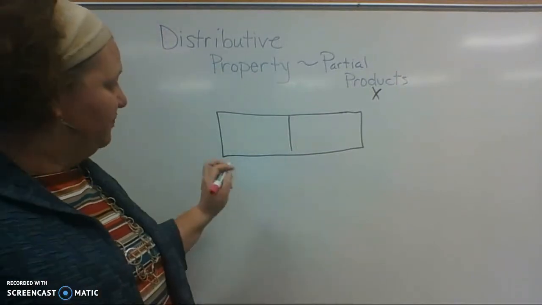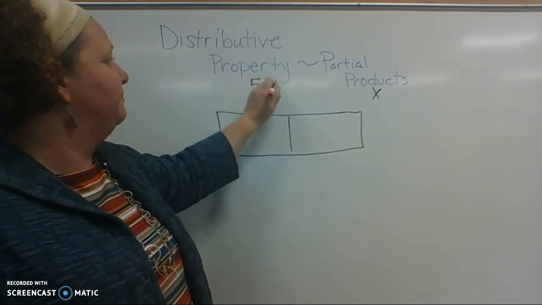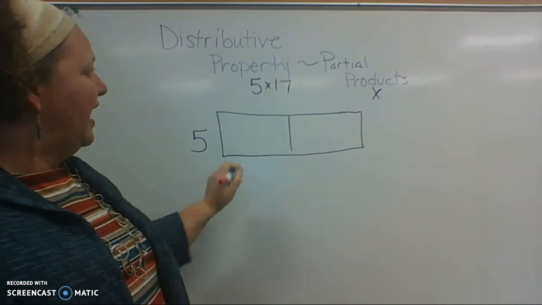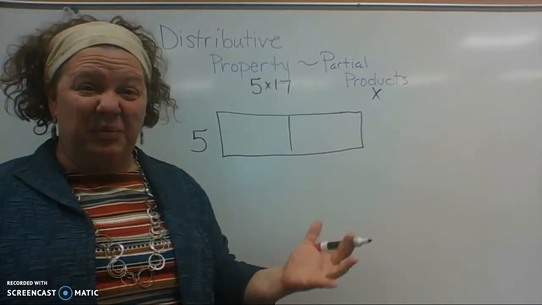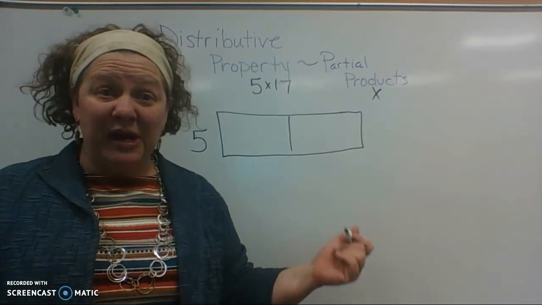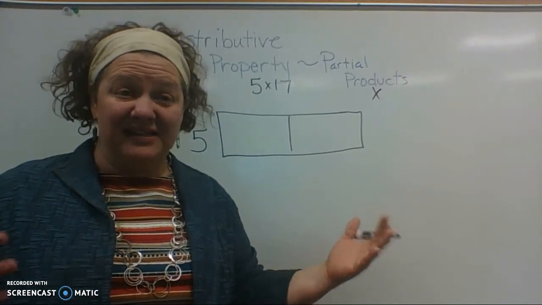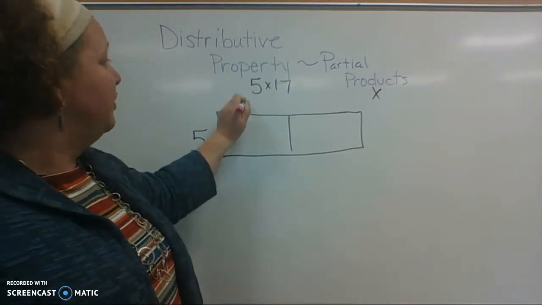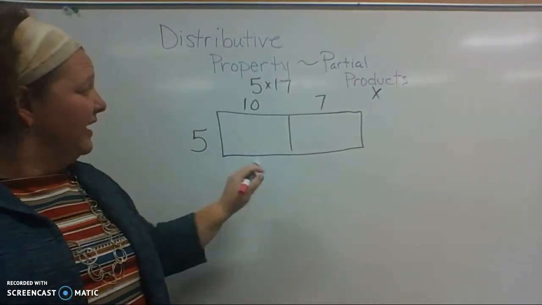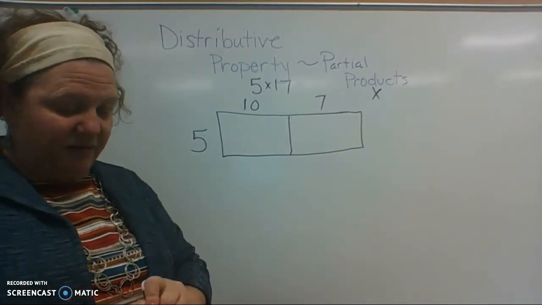If we have the multiplication problem, 5 times 17, okay? What we're going to do is put the 5 over here. And we're going to take this 17 and split it up into place values, kind of like when we do expanded form. Okay, so the expanded form of 17 is 10 and 7 equals 17, right? So we're going to put our 10 here. We're going to put our 7 here. Okay. And then in each of these boxes, we're going to do our different problems.